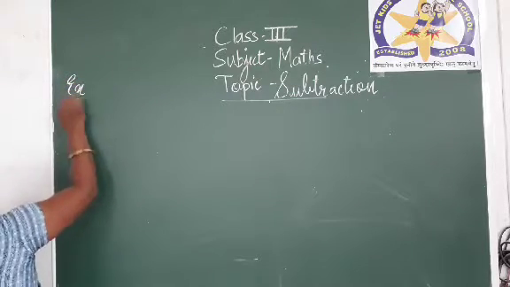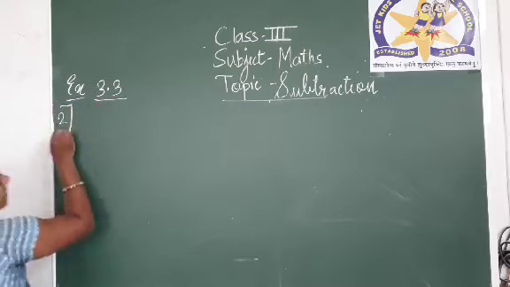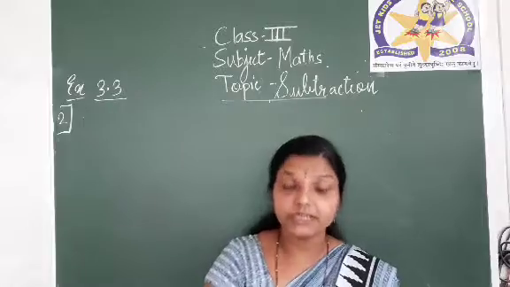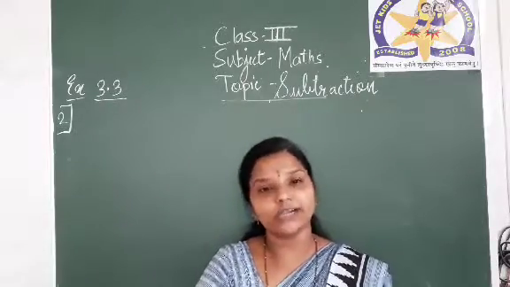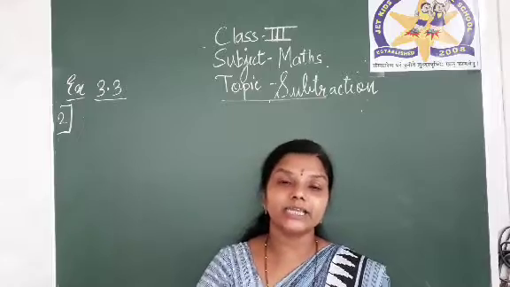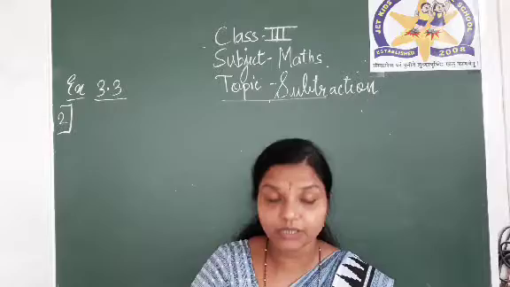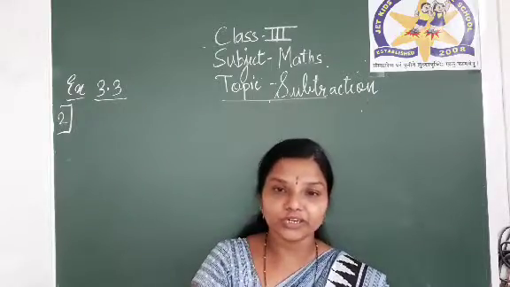Exercise number 3.3. Again, see here, find the difference. The first question is find the difference. They have already given you the thousands, hundred, tens and ones columns and they have arranged the numbers and they are asking you to just subtract. You can solve it in the textbook itself.